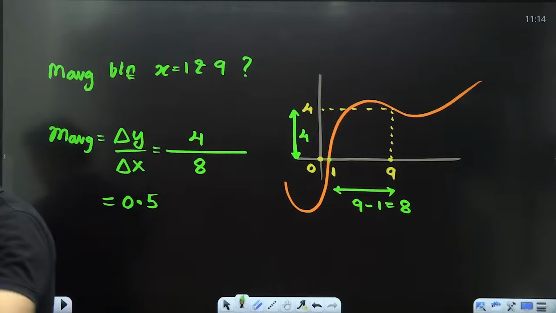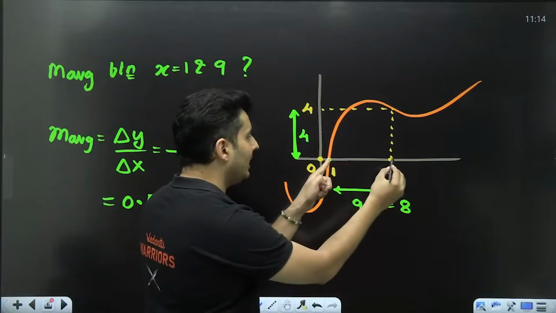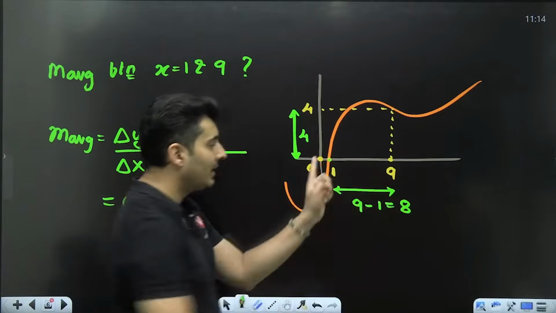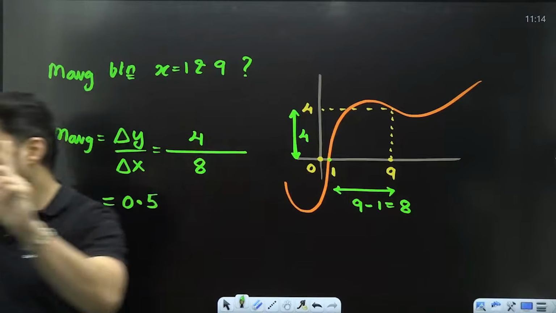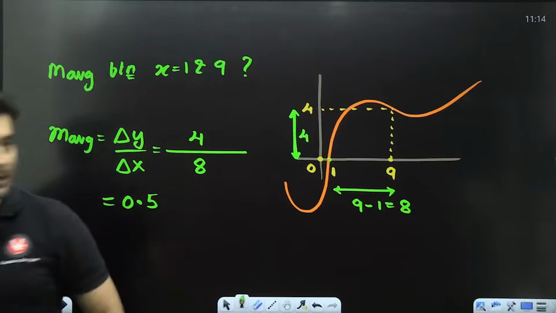Is that clear, my dear warriors? Yes? I hope you see it is not 9 minus 0, between 1 and 9. So 9 minus 1 is 8. A lot of you said 4 by 9. No, that is not the answer. It is 4 by 8, which is 0.5. Excellent.